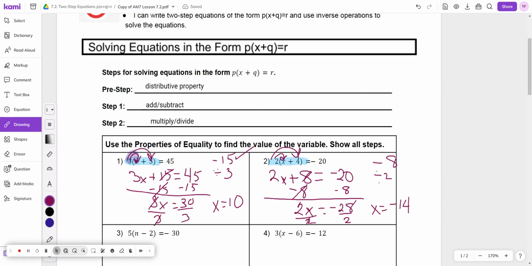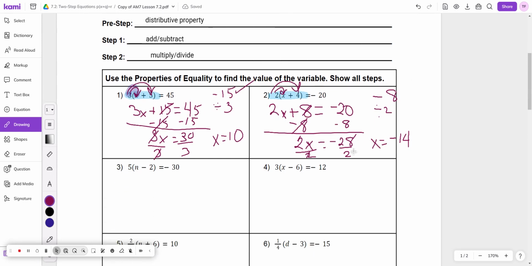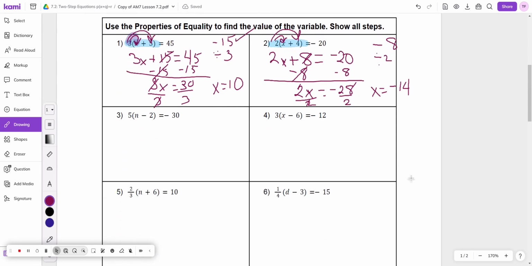If I plug that in, take negative 14 plus positive 4, that gives me negative 10. Negative 10 times positive 2 gives me negative 20. Ooh, we got it. All right, let's move on down to number 3. Actually, I would like for you to pause the video, go ahead and do this one, and then come back and let's check your answers.